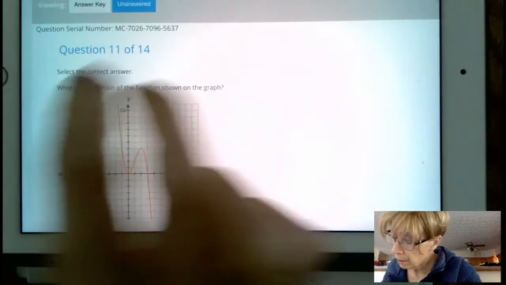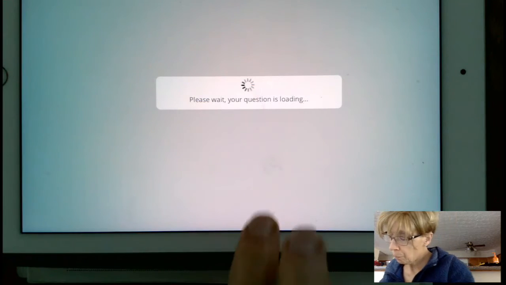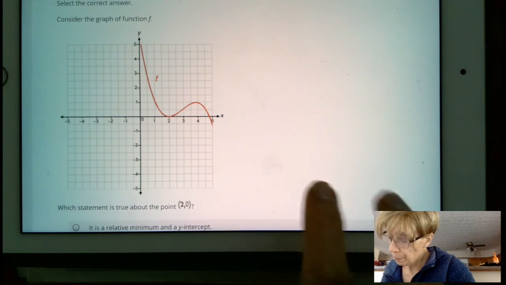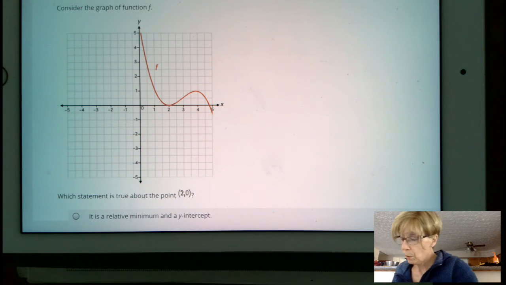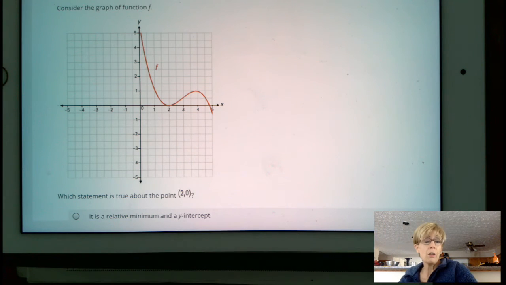So it says, consider this function. We're given the picture, and it says, what is true about the point (2, 0)? Well, (2, 0). And as we take a look at it, we notice that it is a low point on the graph. It is not the lowest point on the graph, but it is a low point on the graph. And when we have a low point on the graph, but not the lowest point, it continues to go lower over here. It's called a relative minimum.